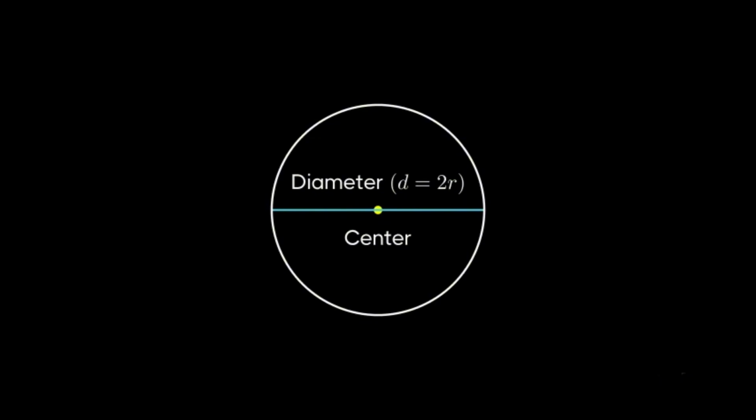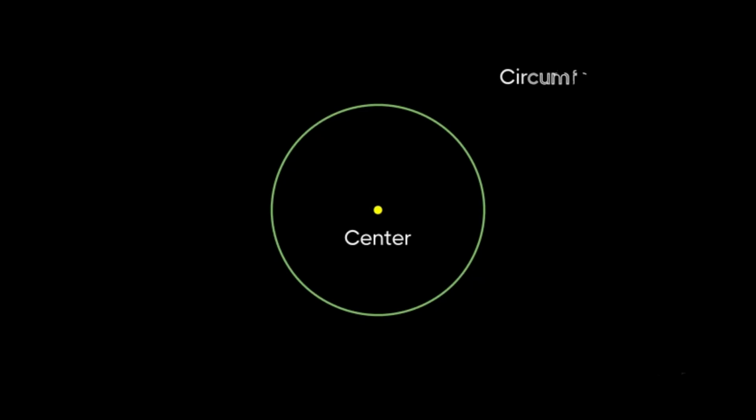When we extend the radius to go all the way across the circle through the center, we get the diameter, shown here in blue. The diameter connects 2 points on the circle and always passes through the center. Since it's made up of 2 radii extending in opposite directions, the diameter d is always equal to 2 times r, or 2 times the radius.